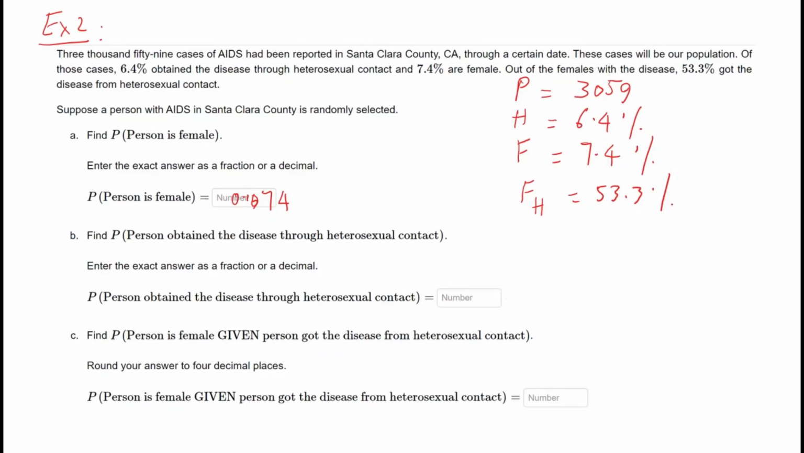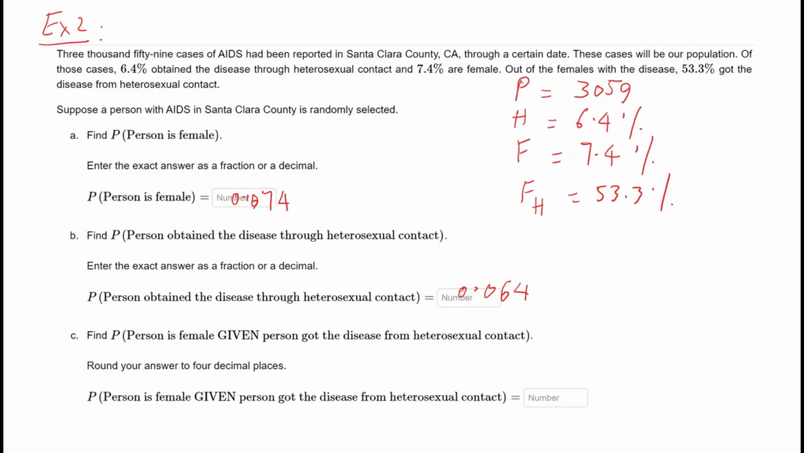In the second question, we have to find the probability that the person is picked from the group of heterosexual contact, and which means that the group which is 6.4% of the total must be the group where the person is picked. And so the probability should be all the people that got the disease from heterosexual contact divided by the total number of people, which is 6.4 divided by 100, which is 0.064.